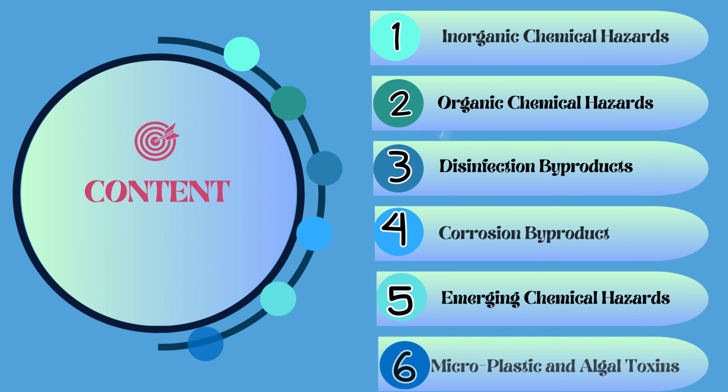In our final leg, we'll address the risk of microplastics and algal toxins. These hidden contaminants can severely impact water quality and health. We'll unravel where they come from and how to tackle these issues.